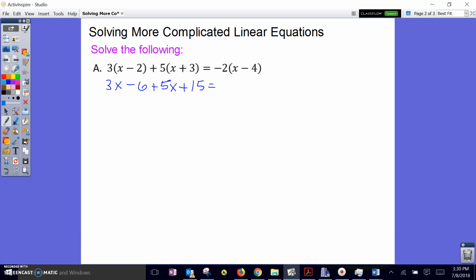And then on the right-hand side, we've got a negative 2 times the quantity x minus 4. Negative 2 times x is negative 2x. Negative 2 times a minus 4, the negative and the negative make it a positive, and that becomes a plus 8. Now I want to combine all of my x's and all of my numbers on the left before I proceed. I want to get all those variables and all those numbers combined on their particular side of the equation before I start moving things from one side to the other.